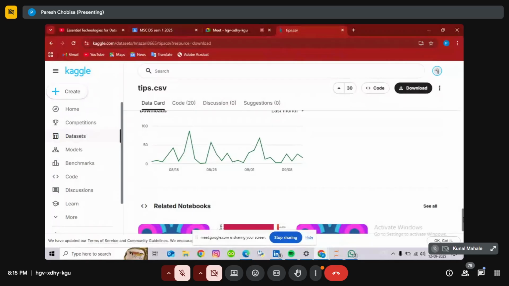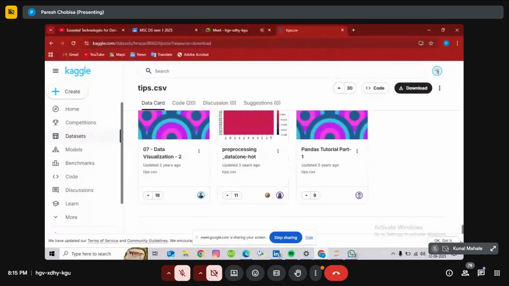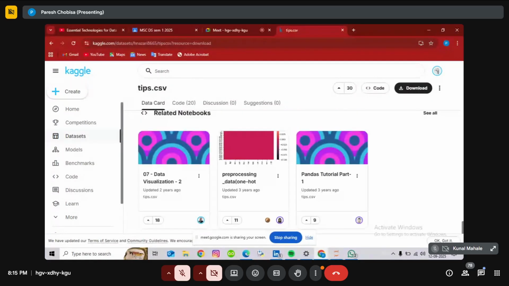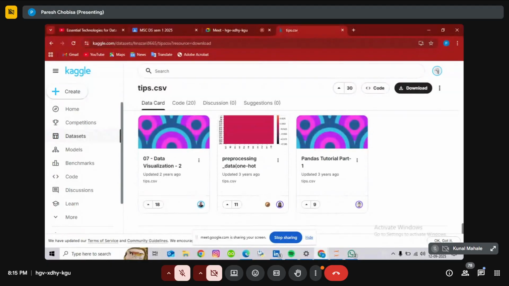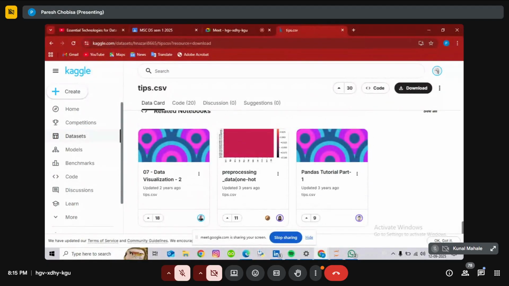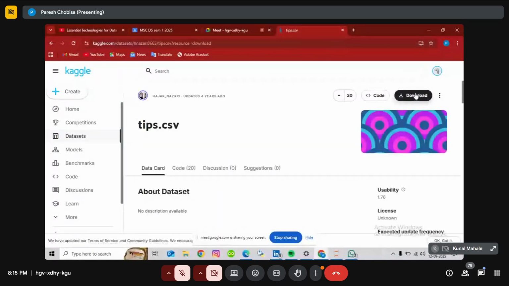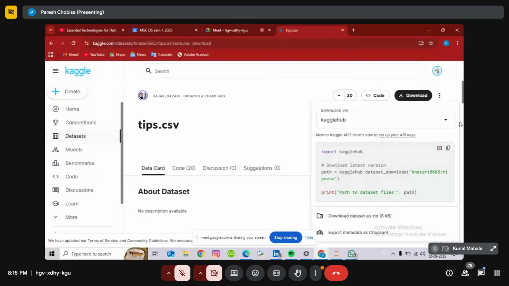Yeah. Go down. So here there is another arrow. You'll see, there is another arrow in the tips dataset. Tips CSV. Beside tips CSV, there is a download option. Okay, click on download. Let me show. You can do this also, but you have to zip. This is a zip file.